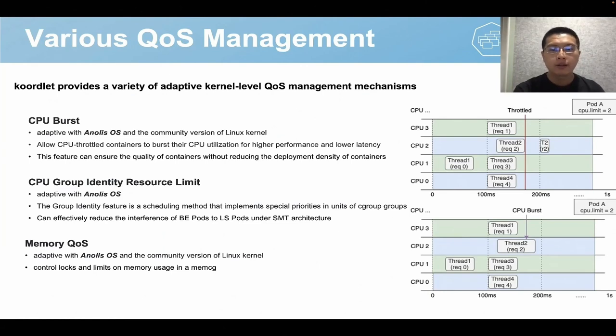Koordinator provides a variety of adaptive kernel-level QoS management mechanisms, such as CPU burst, which allows CPU-limited containers to burst their CPU utilization for higher performance and lower latency. This can ensure the quality of containers without reducing the deployment density of containers. Koordinator adapts to Anolis OS and the community version of the Linux kernel. Because of time constraints, I will not give a detailed explanation. If you are interested, you can go to our official website for more information.